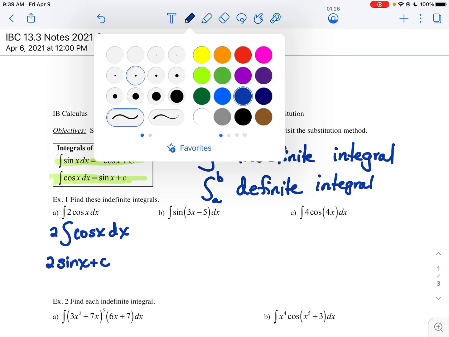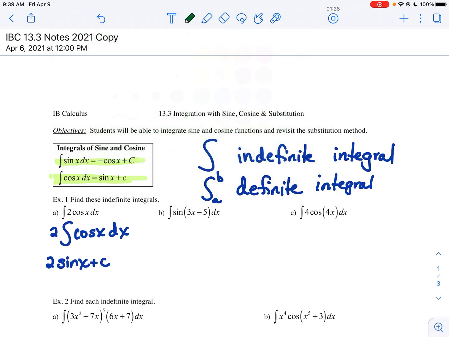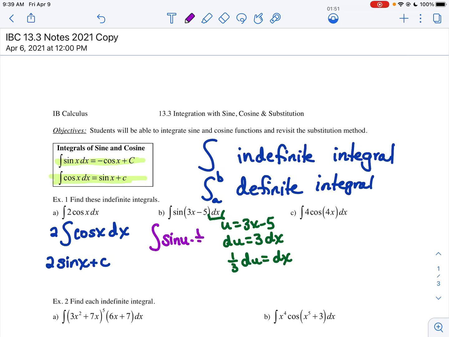Okay, in part B, if there is something other than x inside your function, you have to do what's called u substitution. So I have u is 3x minus 5, du is 3 dx. Now I only have the dx, I don't have a 3 anywhere, so I'm going to divide both sides by the 3. So I'm going to put the integral sine of u times 1/3 du. I can pull the 1/3 out because it's a constant.